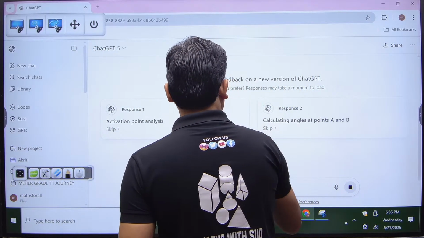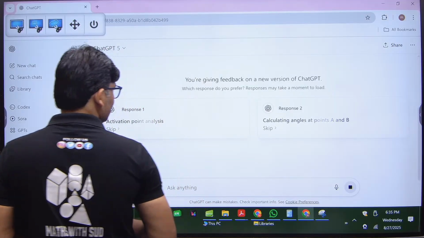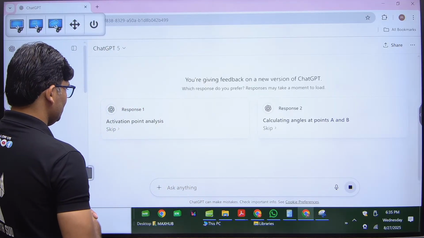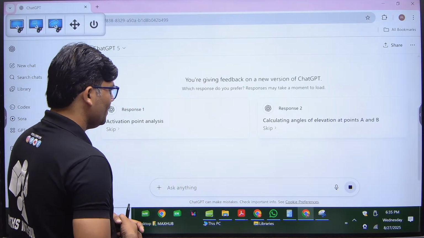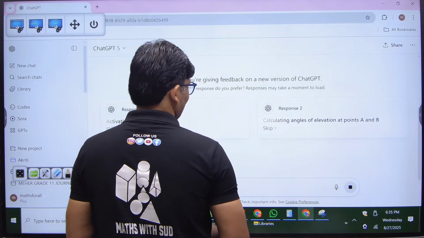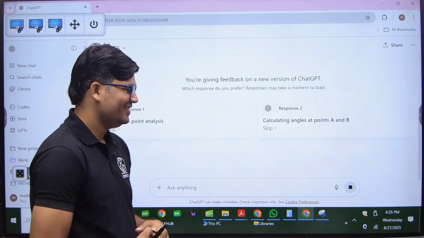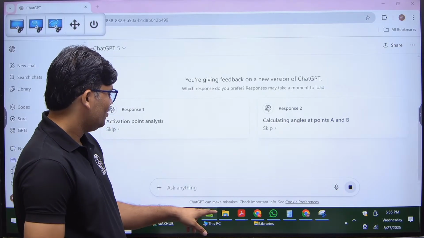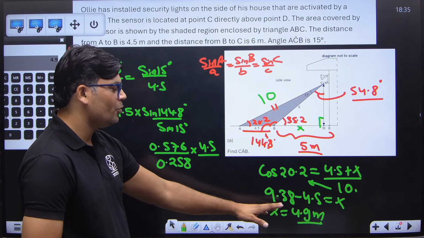They are still finalizing angle A, calculating angles at points. Okay, ChatGPT is in the future. It told me that 10 minus 5 was 15, sir. It was very smart.